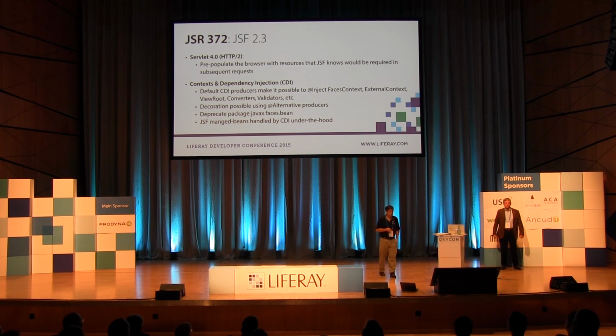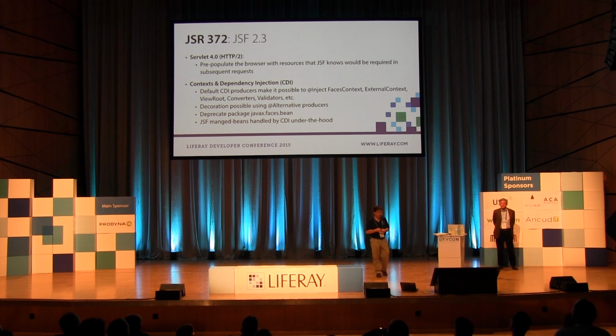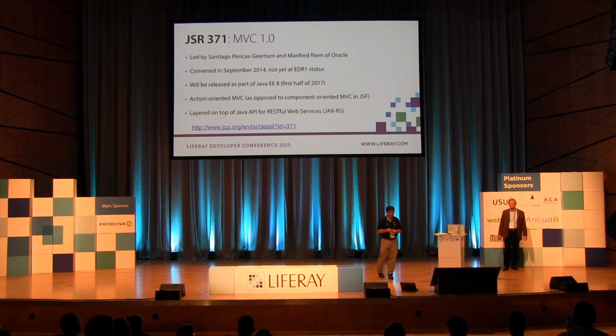The main features for JSF 2.3 are going to be support for HTTP2, which is why it has a dependency on Servlet 4. For those of you that are familiar with JSF, JSF knows what resources the browser is going to ask for next, because that's information that can be found in the JSF component tree. So one of the things we're thinking about for JSF 2.3 is to take advantage of HTTP2 and feed all these resources directly to the browser, because we know it's going to be asking for them anyway. There are also a lot of features going into the reference implementation, Mojarra: CDI producers, to make it possible to inject things like the faces context and so on. You'll be able to decorate factories using alternative producers. Just a lot of CDI-based features.